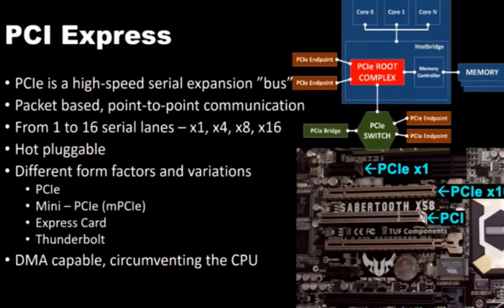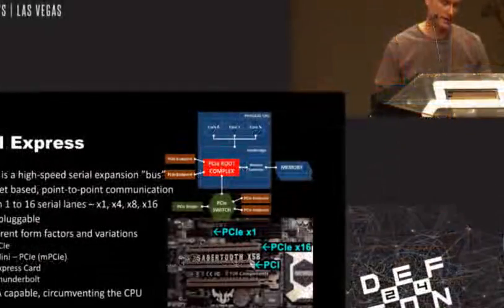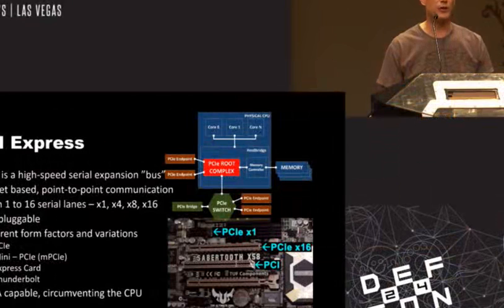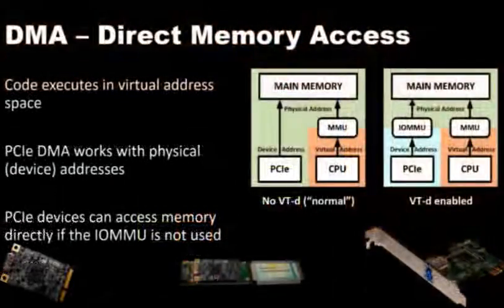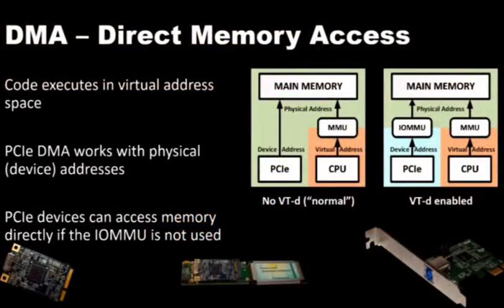And what's nice about PCI Express from our point of view is that it's DMA capable, and that means it's circumventing the CPU cores, so the PCI Express endpoints can read and write memory directly. But what is direct memory access, and how does it work?